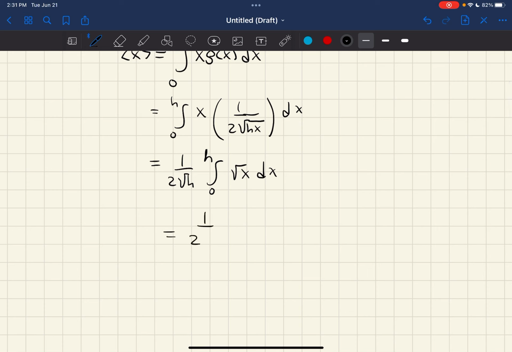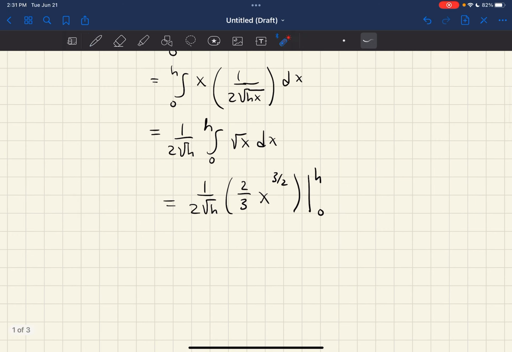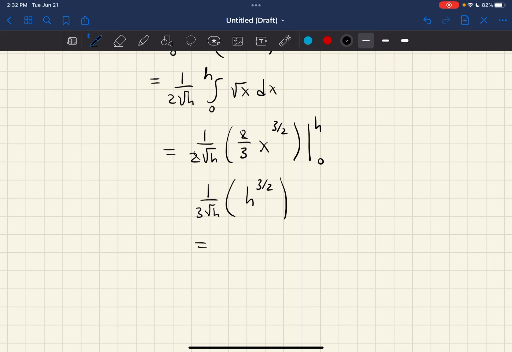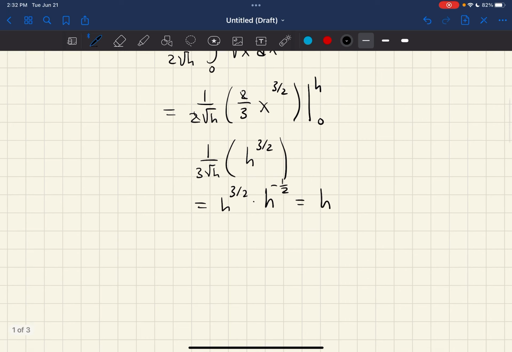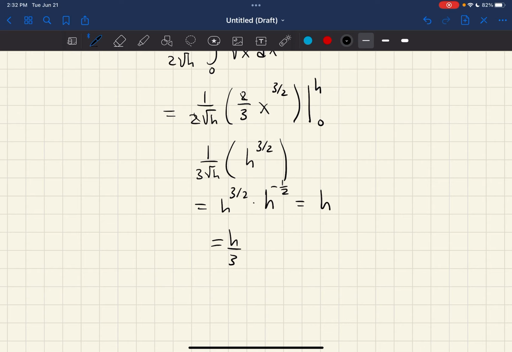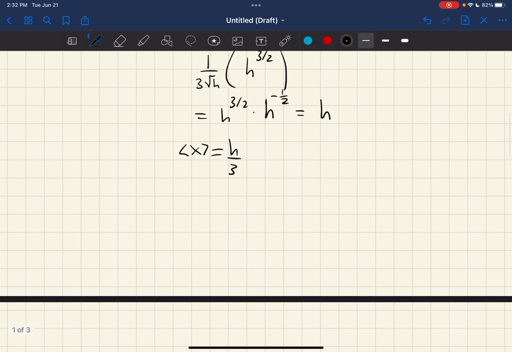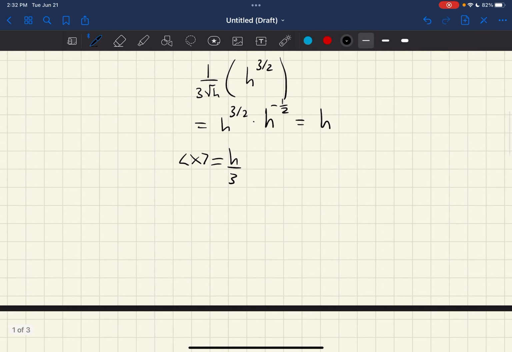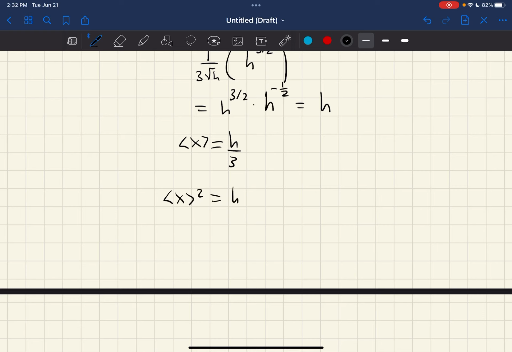So now integrating this, we just get 1 over 2 root h, and then you're going to get a 2 over 3 x to the 3 over 2 evaluated from 0 to h, and we can go ahead and cancel this 2 with that 2. So we're going to be left with 1 over 3 root h times h to the 3/2 power minus 0. And then the h's cancel like this, h to the minus 1/2, and you just get h. So you get h over 3 as the expectation value or the average value of x. And now to find the expectation value of x quantity squared, we just simply square this, and we get h squared over 9. So that's the first part to finding the standard deviation.